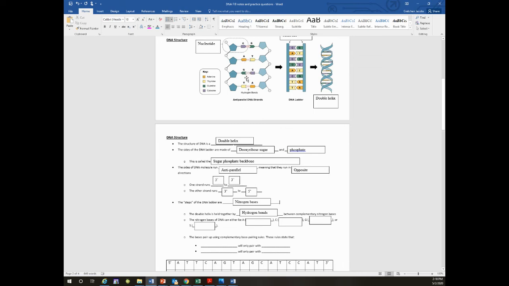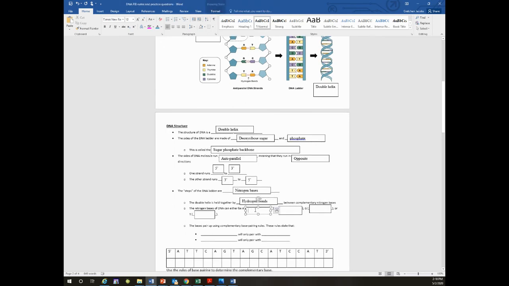So that'll be important when we talk about replication, because when they go to replicate DNA, we actually unwind the molecule and open it so that we can add new bases. And we usually open it in sections that have a lot of A's and T's because it's easier to break 2 bonds than it is to break 3 bonds.